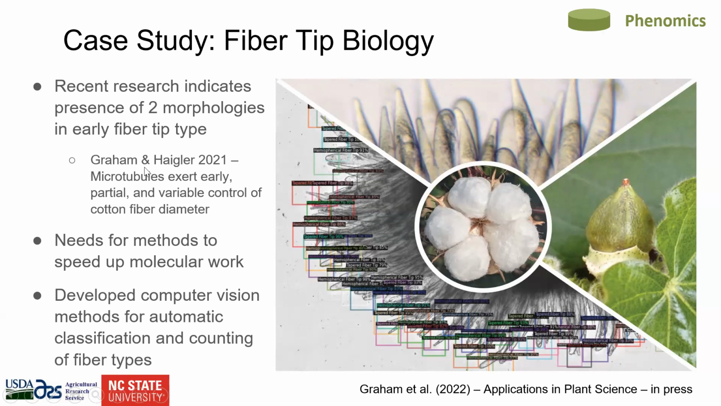So we have started working with the Hagler and the Lobaton group at NC State to develop methods to speed up the molecular work that the Hagler group was doing. With this collaboration between engineers, molecular biologists, and data scientists, we were able to develop a computer vision method for automatic classification and counting of those fiber tip types. This will soon be coming out with Graham et al. in Applications in Plant Science.